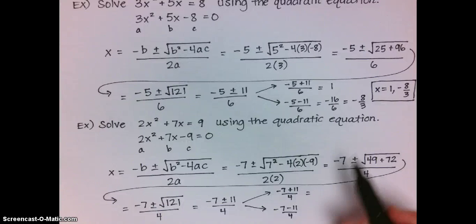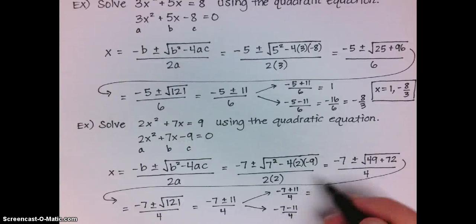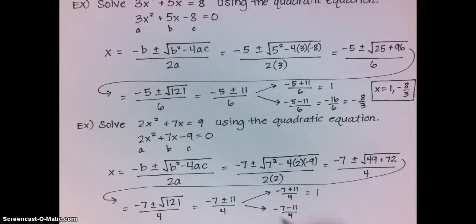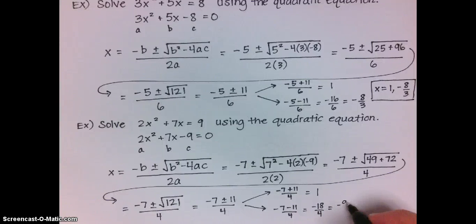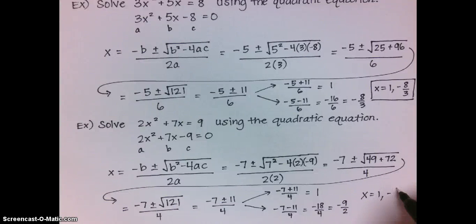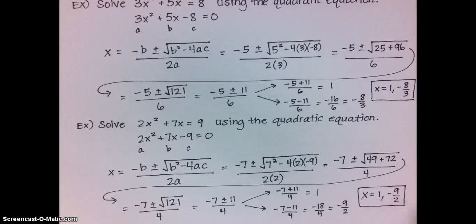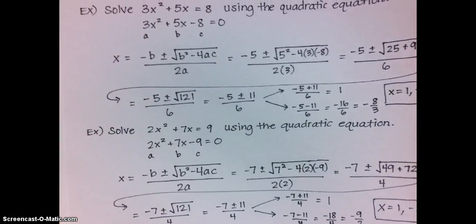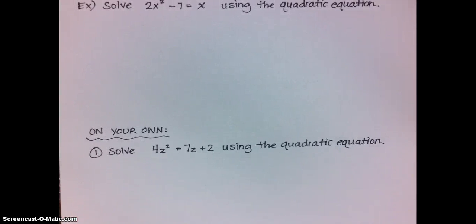So for the first one, negative 7 plus 11 is 4. 4 divided by 4 is 1. Okay, negative 7 minus 11 is negative 18 fourths. And that does not divide evenly, but I can simplify that to negative 9 halves. So x is equal to 1 and negative 9 halves. And I'm done solving this quadratic equation. A lot of work, okay? Take your time. Let's do one more problem together, okay?